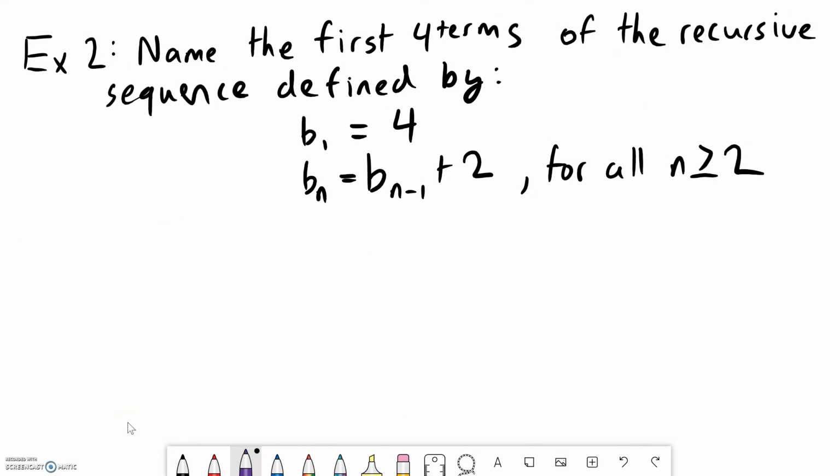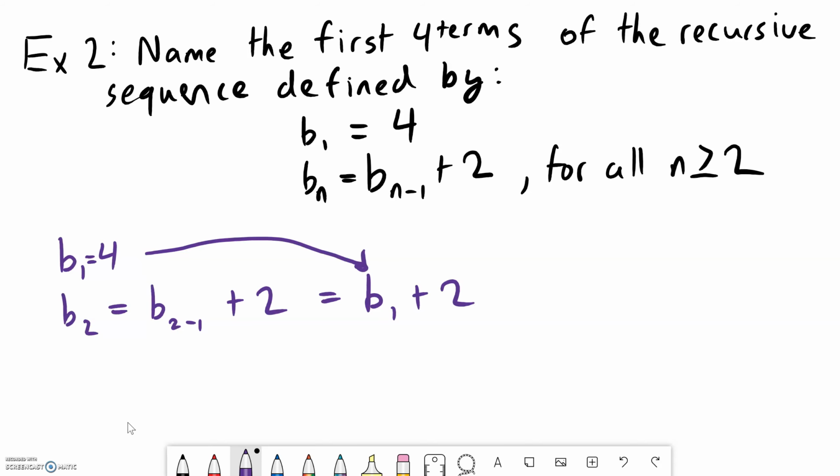Okay, so I'm going to still do it in purple, right? So we know the first term, they gave it to us. b1 equals 4. So what is b2? b2 is precisely equal to b sub 2 minus 1 plus 2, which is equal to b1 plus 2, and we know what b1 is right here, right? We can just plug that in to get our second term, which is 6, right?